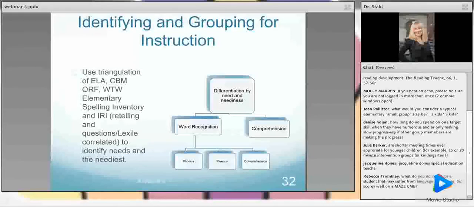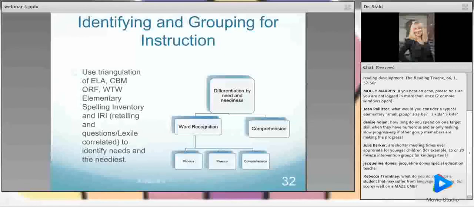This identifies both what the children need and who are the neediest children. So you're differentiating, you're looking at where is the area of need and who are the neediest kids for determining who's going to get Tier 2 and Tier 3. You know, in a public school, you're not going to be able to provide an individualized program for every kid.